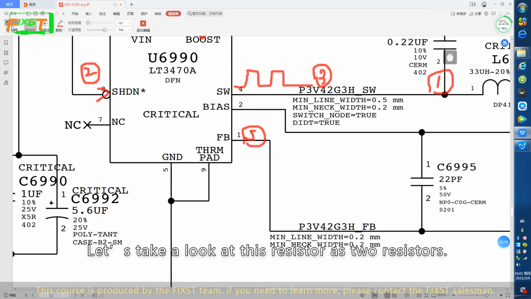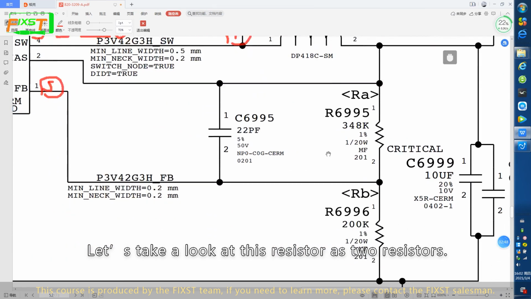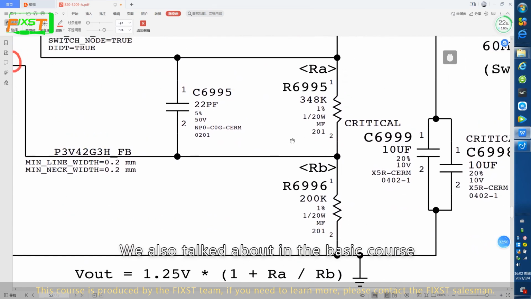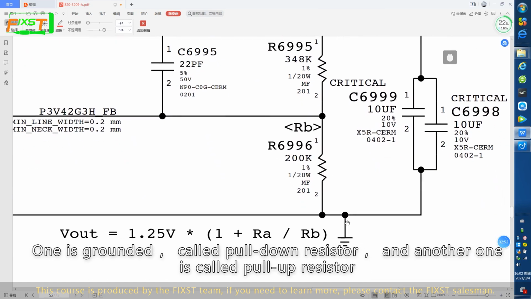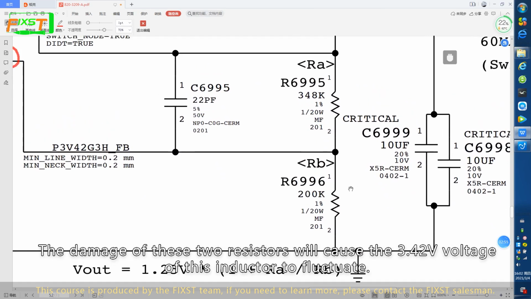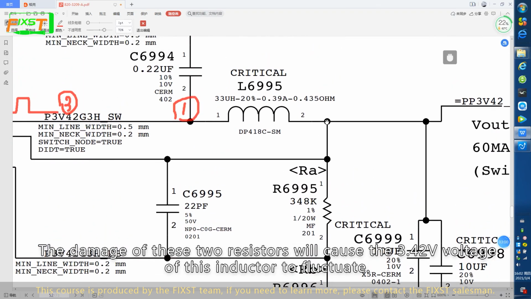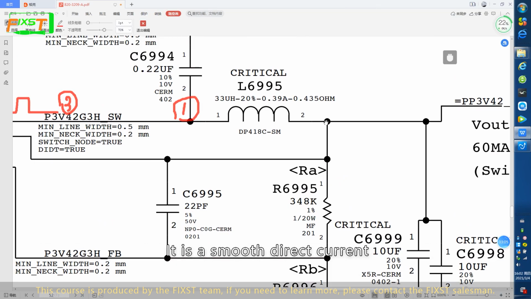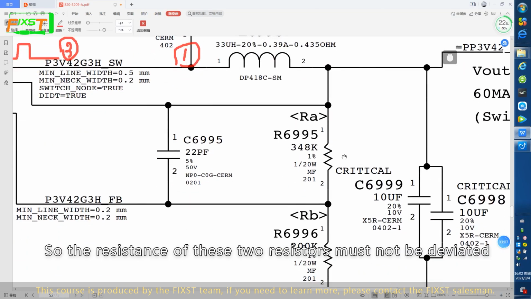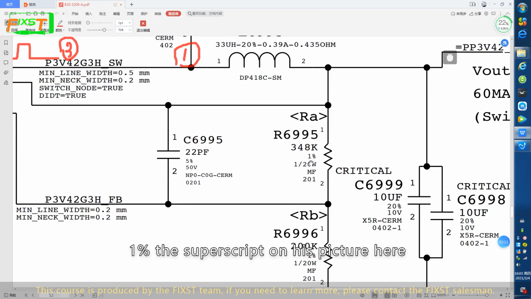Let's take a look at this resistor as 2 resistors. We also talked about it in the basic course. One is grounded, called pull-down resistor, and another one is called pull-up resistor. The damage of these 2 resistors will cause the 3.42 volt voltage of this inductor to fluctuate. It is smooth direct current, so the resistance of these 2 resistors must not be deviated. 1% on the circuit diagram here.